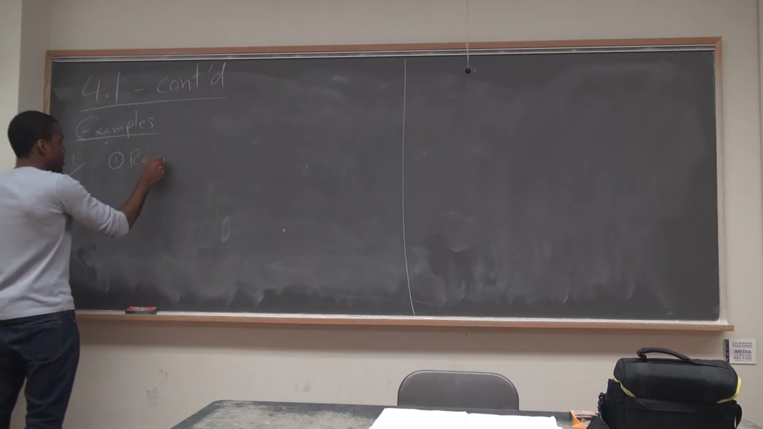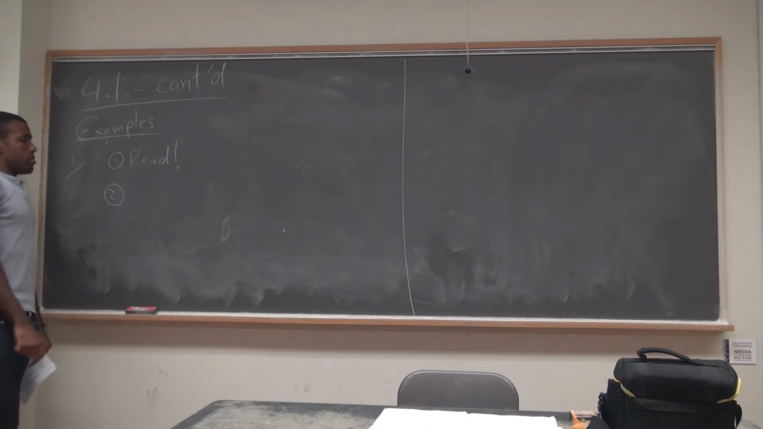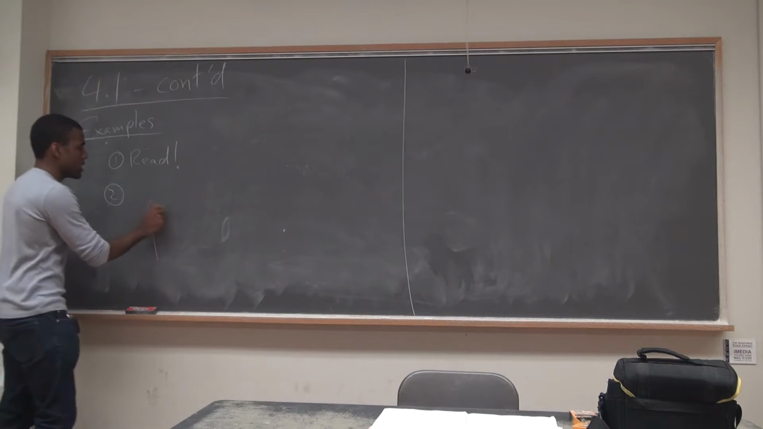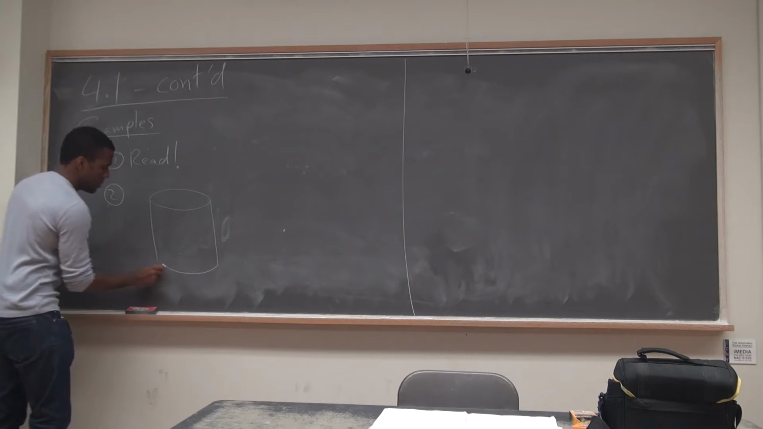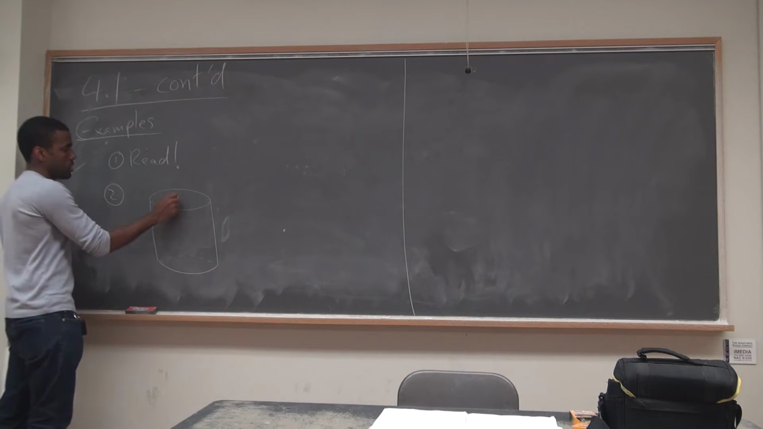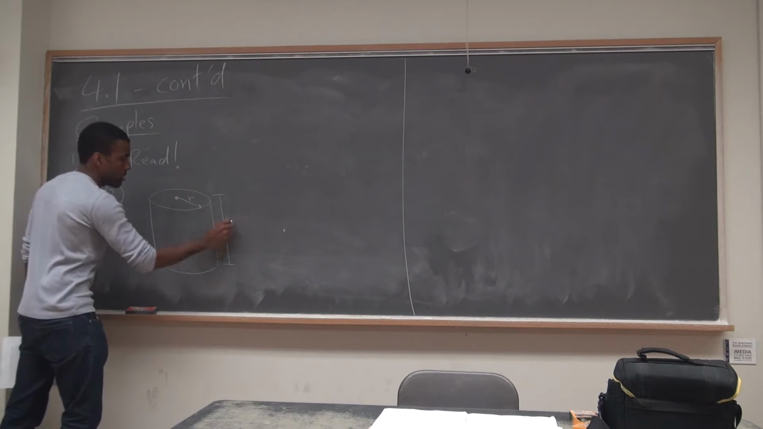Read. Step 2. Diagram? Yeah. What is that? It's a cylinder. Right circular cylinder. Okay. So which part of this is the radius? This is from the center to the edge. That's our height here.